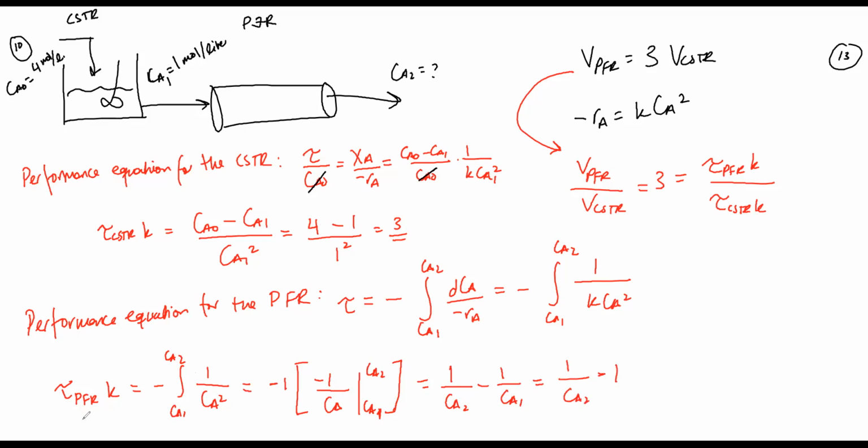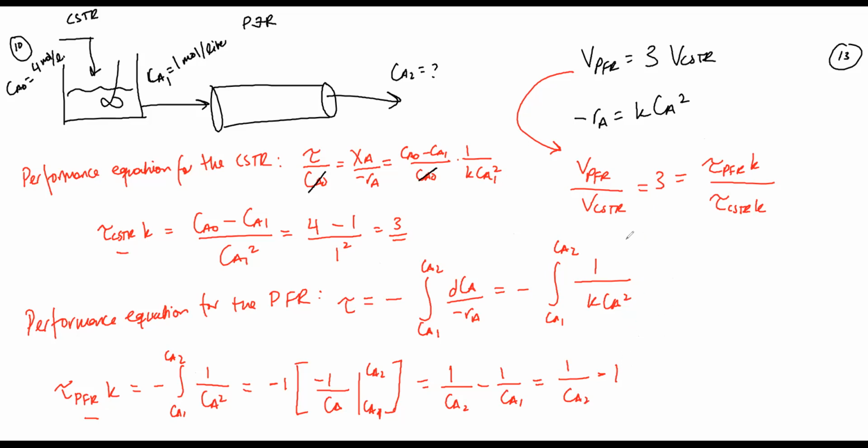So I have my tau PFRK, I have my tau CSTRK. I'm going to combine them I'm going to combine them using this expression to solve this problem. So if I do this, let's see if we can do it in this space here. Oops. If I, it's ugly here. Let's try to do that. No, it's not working out.